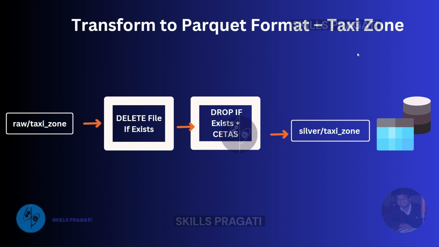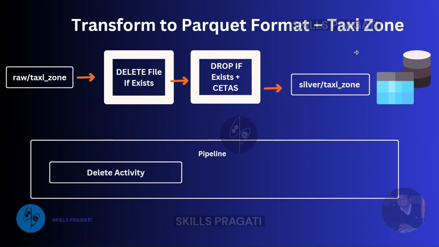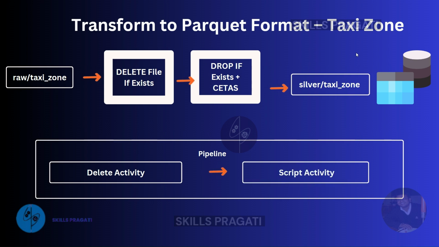In our pipeline, we would want to automate all of this, which includes deleting the file, running the script with the drop statement and the CETAS statement. This can be achieved with a rich set of activities available in Synapse Integration Pipelines. There is an activity called the delete activity, which can run as the first step to delete the file if it already existed. On successful completion of the delete activity, we can then run the script activity to run the script, which runs the CETAS statement as well as the drop table statement.